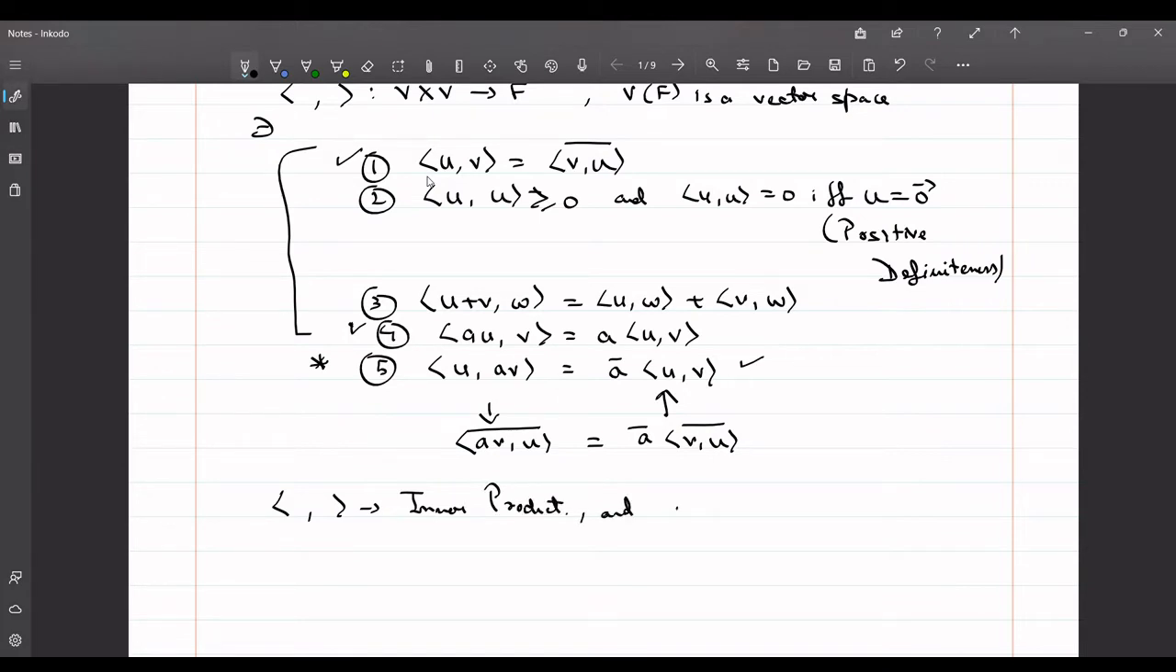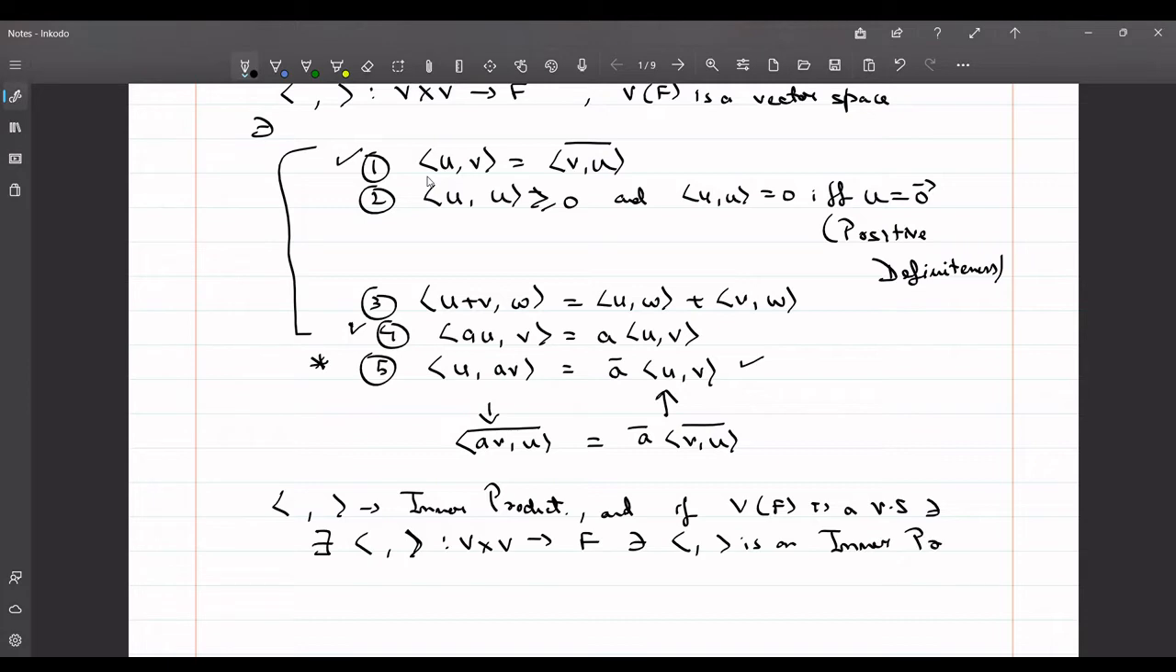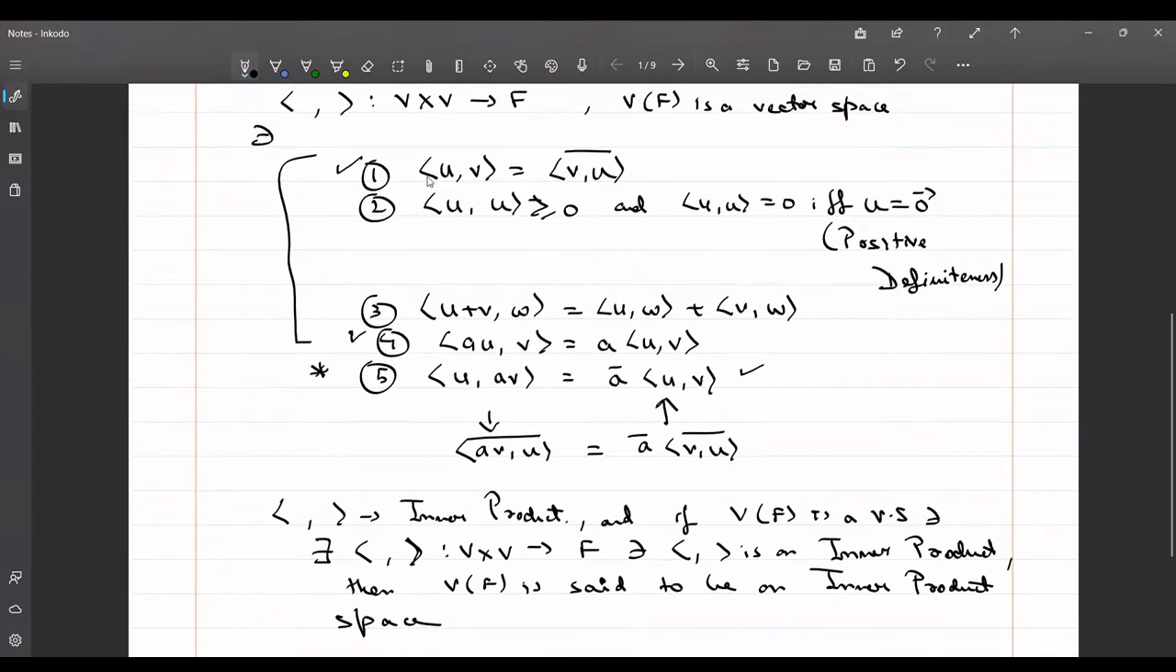And if V over F is a vector space such that there exists an inner product from V cross V to F, then V over F is said to be an inner product space. Okay, an inner product space. So this is the main concept.